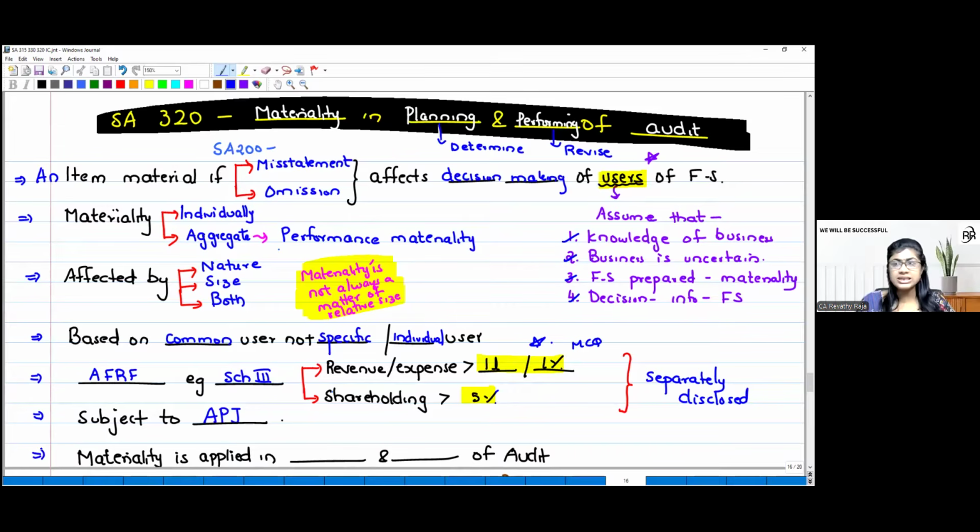So materiality is applied in Schedule 3, where it is more than 5%. That is the Schedule 3 requirement of the Companies Act. Materiality is applied in planning and performing of audit. You will determine it in planning and perform accordingly.